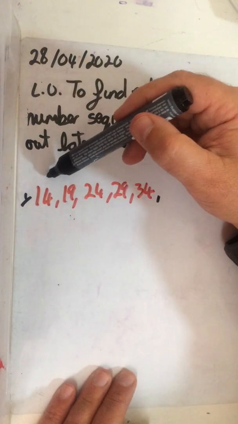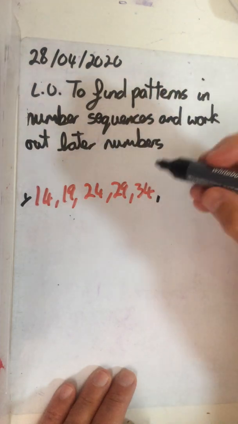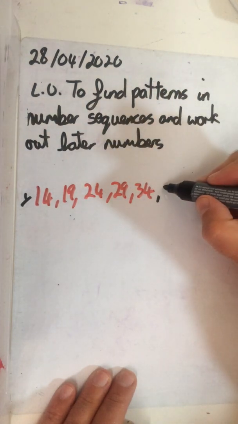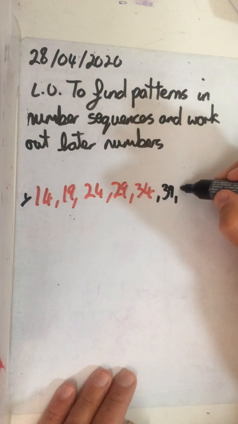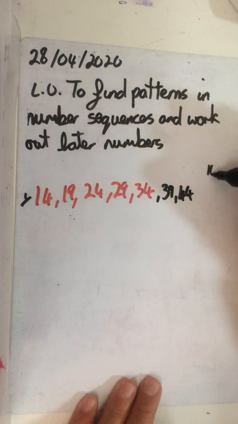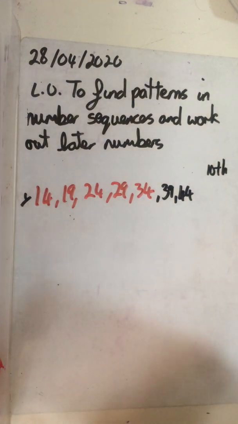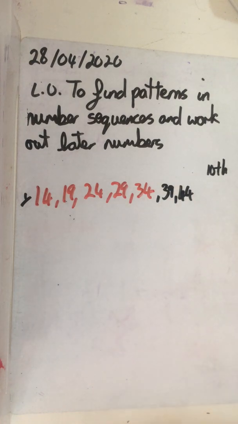Now you can see each time it's going up by 5, isn't it? So we do 34 add 5 is 39. Add another 5 is 44. Then it's asking you for the 10th number. You're not allowed to write in the 8th or 9th. We've done up to the 7th, so we have to do the 10th. It just gets our brain working.